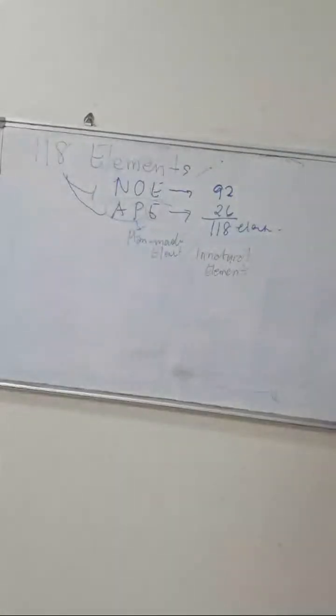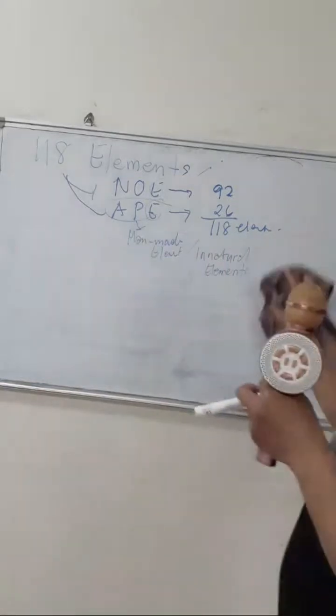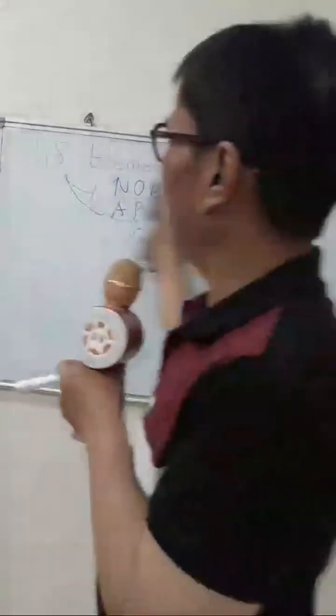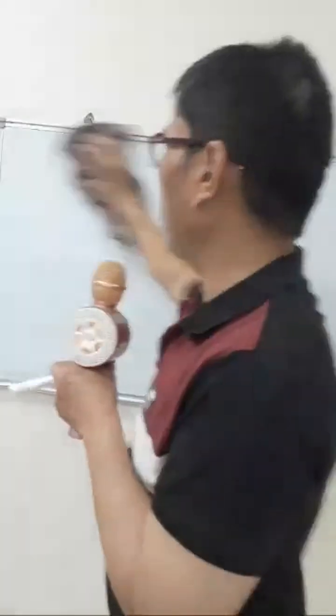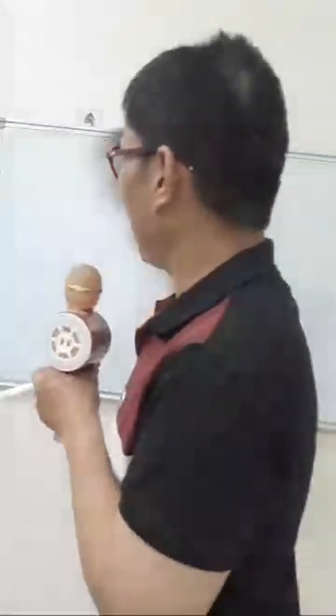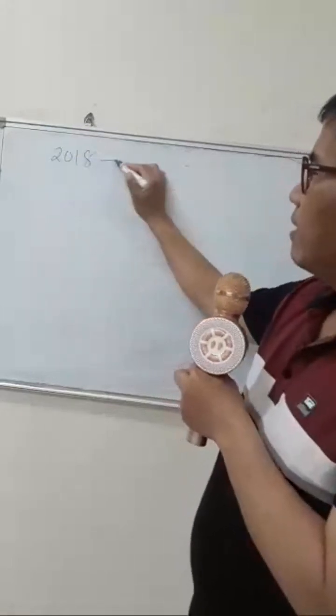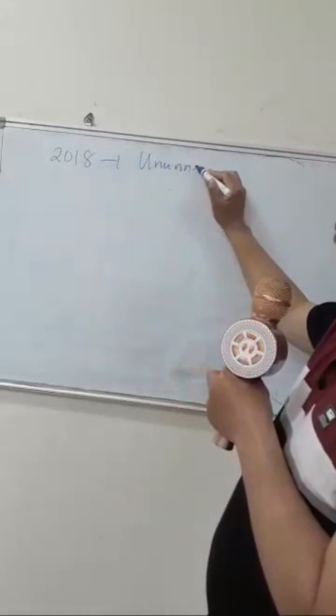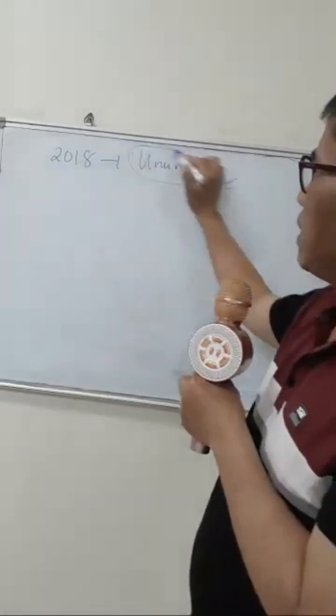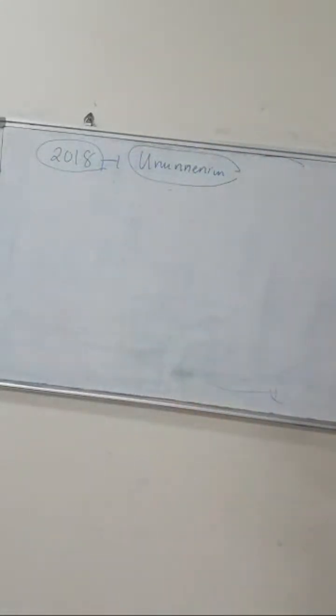So there are 92 naturally occurring elements, and there are 26 artificially prepared elements, or man-made elements, or not natural elements, or unnatural elements. Now, in the world of today, from 2018 until 2023, they introduced another element discovered in 2018, ununennium. But sad to say, this has not yet been approved by the United Nations and all scientists all over the world.